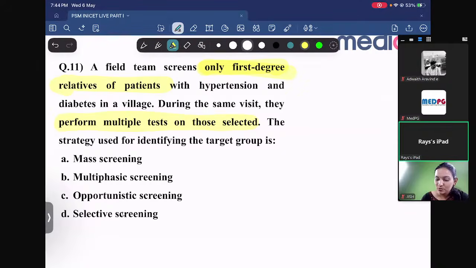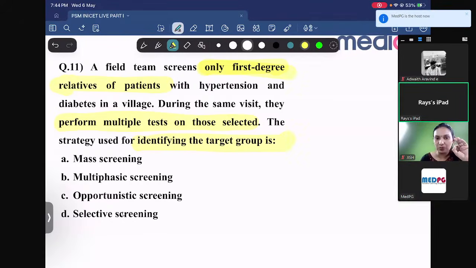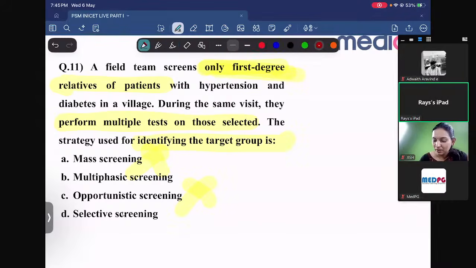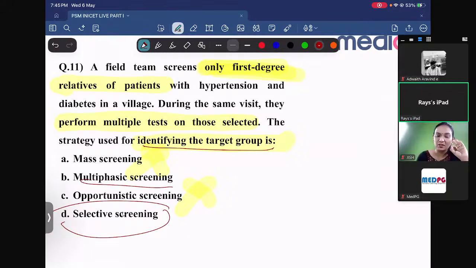Question is that strategy used for identifying the target group. The question is not how they have tested. They are asking you what is the strategy for identifying the target group. Have they screened everyone? No. They have not done a mass screening. Multi-phasic screening has been done. It is not opportunistic screening also. It is selective screening that has been done here, right? Because only the high risk group, only first degree relatives of patients have been selected. So this is an example of a selective screening. So selective screening is the answer here. Multi-phasic screening has also been done, but if you see the question properly, they have asked you the strategy in identifying the target group. For that, it is your selective screening.